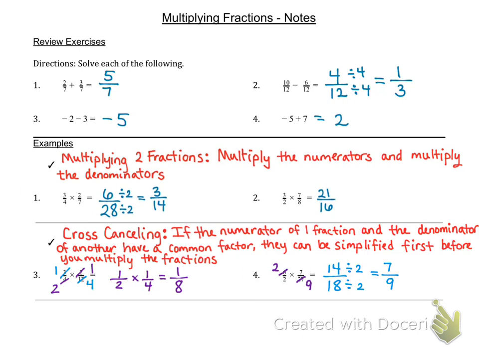Another thing that you could have done at the beginning of this problem is, if you notice that we have 2 divided by 2 here, you could have canceled this and made 1, and then 1 times 7/9 is 7/9.